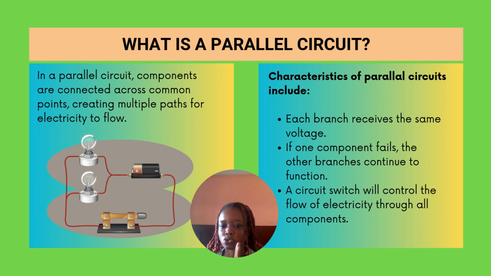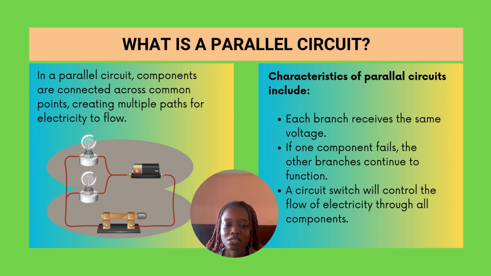This allows electricity to flow, but not on a single path like the series, but on multiple paths, as you can see in this diagram. Electricity is flowing through various pathways, but the circuit is closed, so electricity can flow.